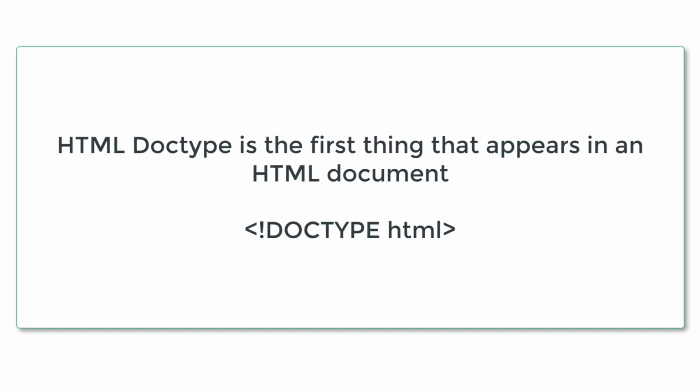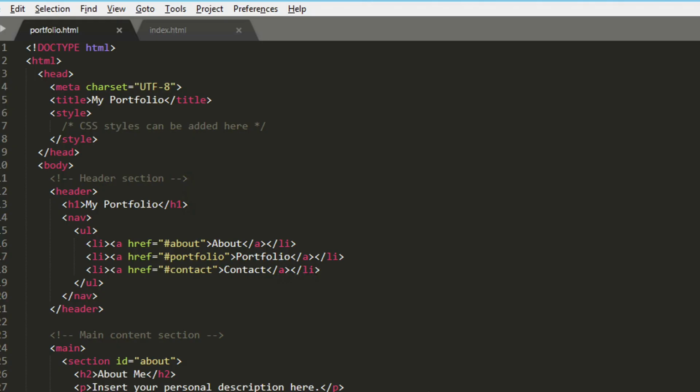HTML Doctype is the first thing that appears in an HTML document and tells the browser which version of HTML the document is written in. In this tutorial, we will explore HTML Doctype in detail and how to use it correctly.